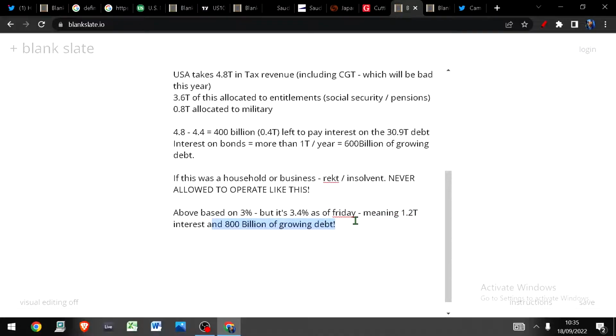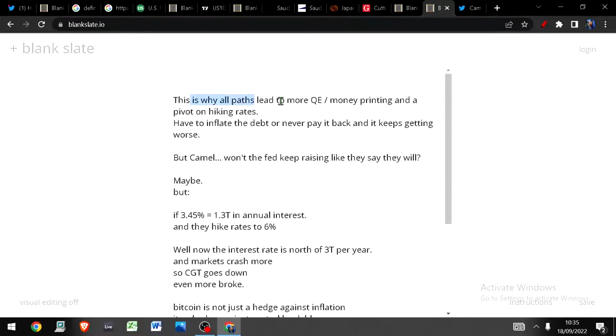And of course, as they continue to hike rates, these numbers only go up and up and up, right? So this is why all paths lead to more QE, more money printing, and a pivot on hiking rates. And I think sooner rather than later, I'm going to show you exactly why I think that. They have to inflate the debt or never pay it back. And it keeps getting worse. Never paying it back is not really an option. The reason for this is this would cause World War III, wouldn't it?